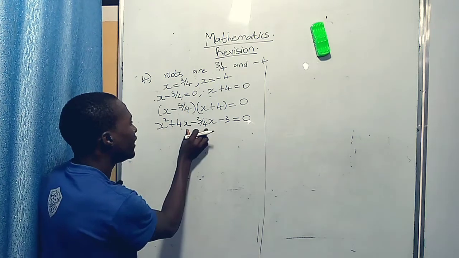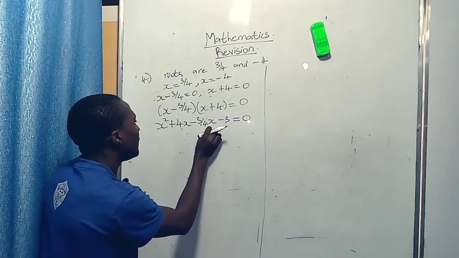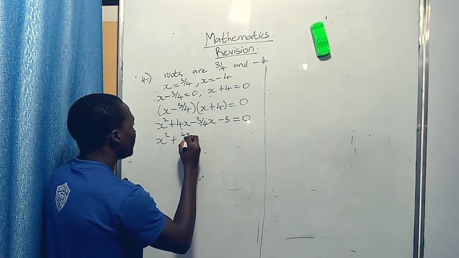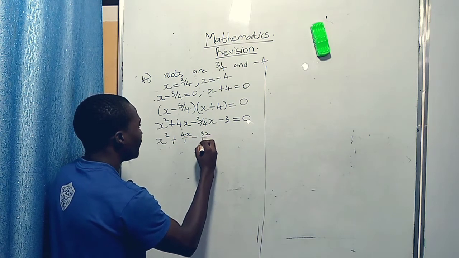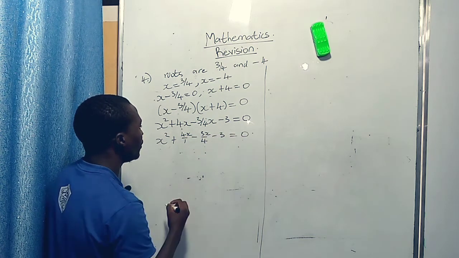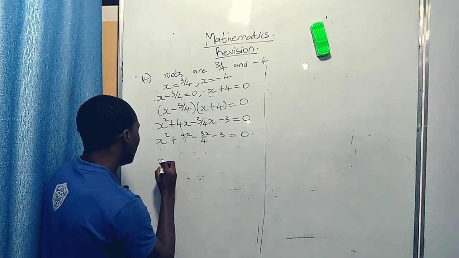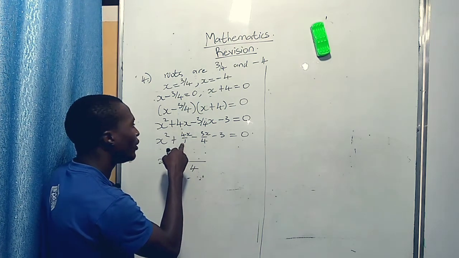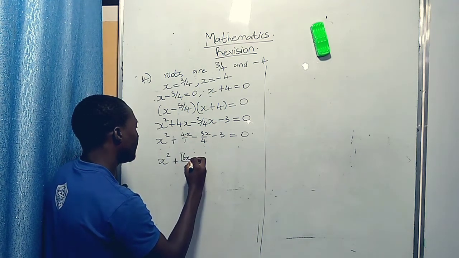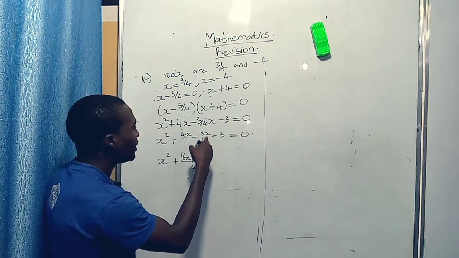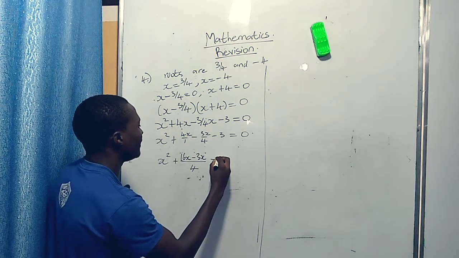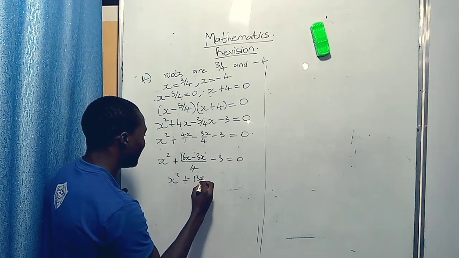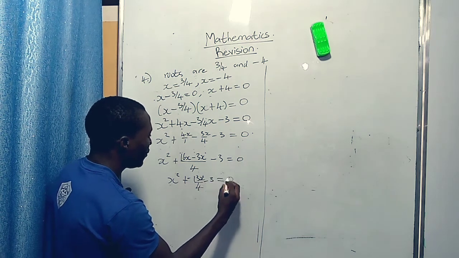Next thing, I have to simplify these two values here. I have 4 minus 3/4. I can do that using fraction. So I'm going to have x squared plus 4x all over 1 minus 3x all over 4 minus 3 equal to 0. Now, considering this part, the LCM here is 4. So I have 4 divided by 1 to give me 4. 4 times 4x gives me 16x. Minus 4 divided by 4 gives me 1. 1 times 3x gives me 3x. Minus 3 equal to 0. So I'm going to have x squared plus 13x all over 4 minus 3 equal to 0.